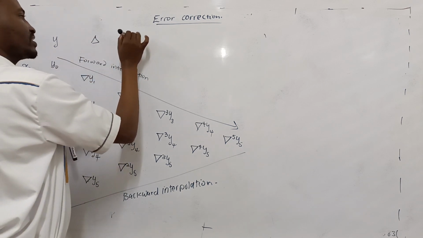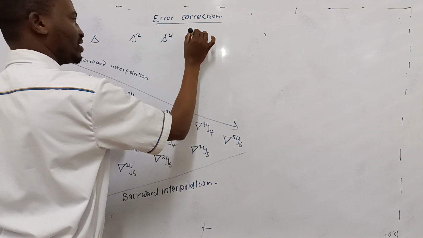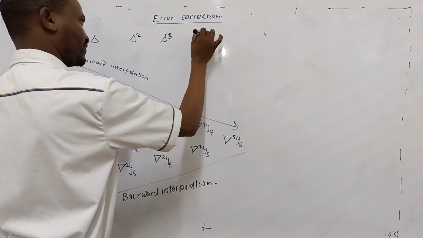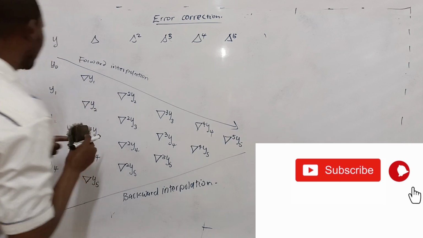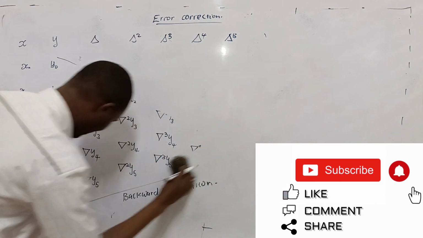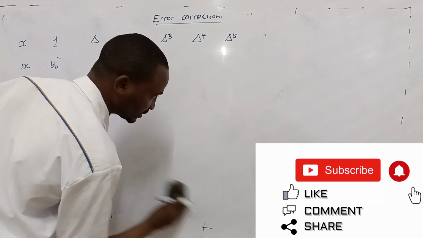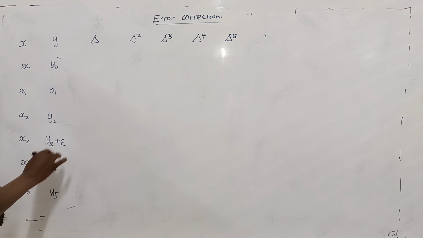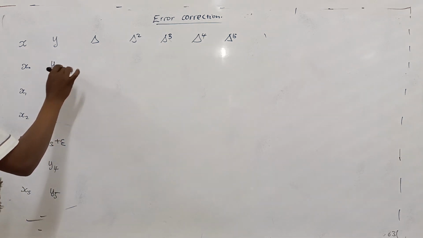First forward difference, second forward difference, third forward difference, fourth forward difference, fifth forward difference. Let us see how the error will propagate. Let's say in one of the values here, there is an error, epsilon. How do we create the table?